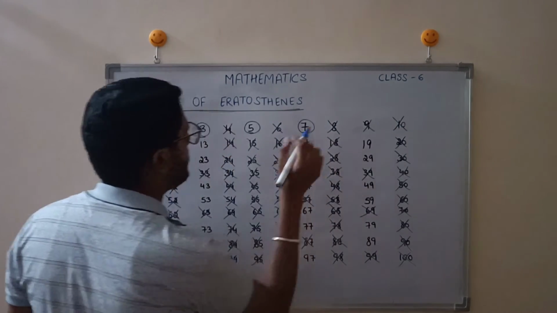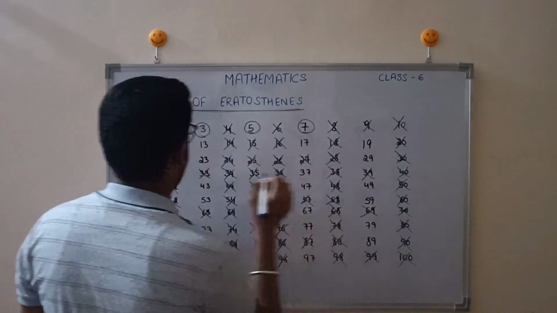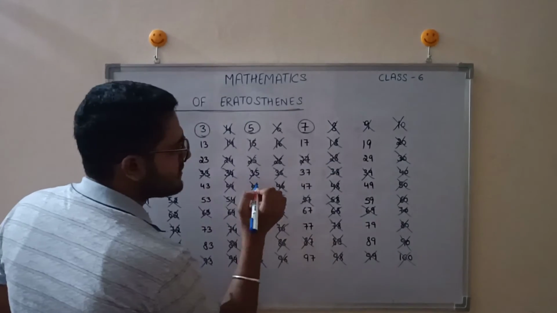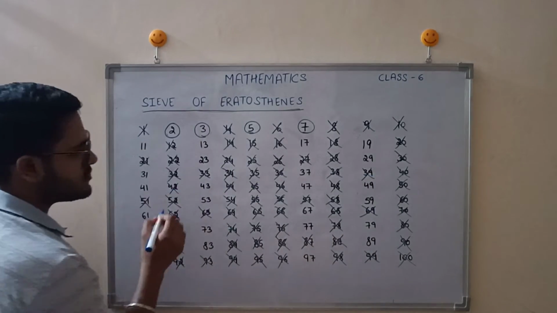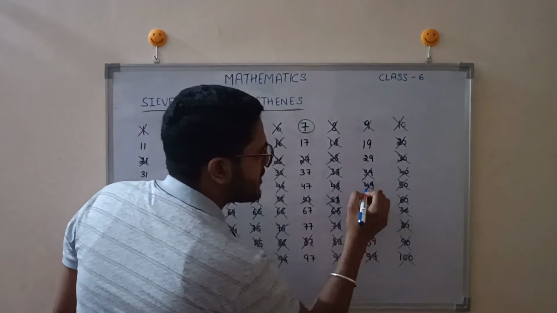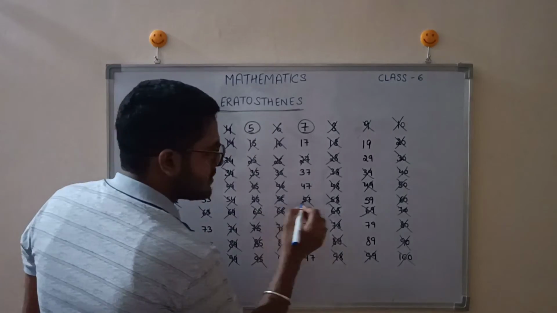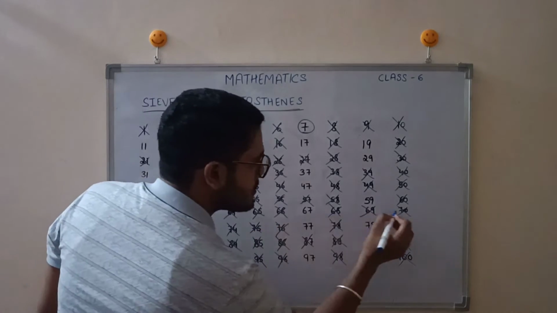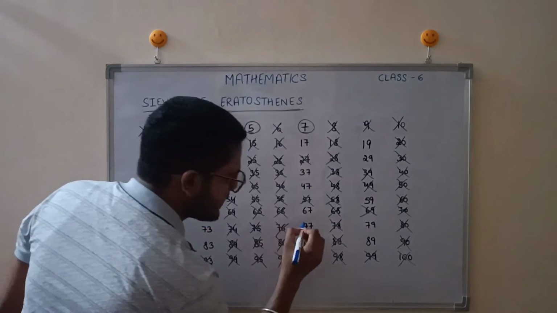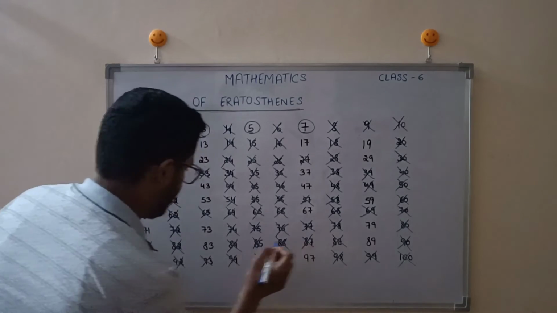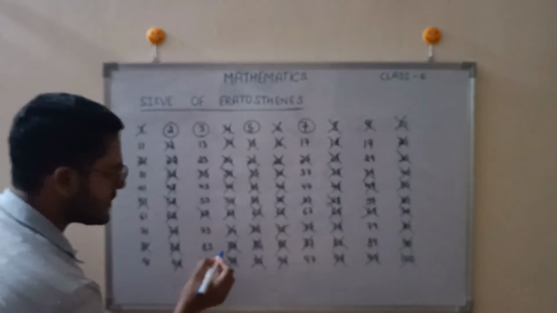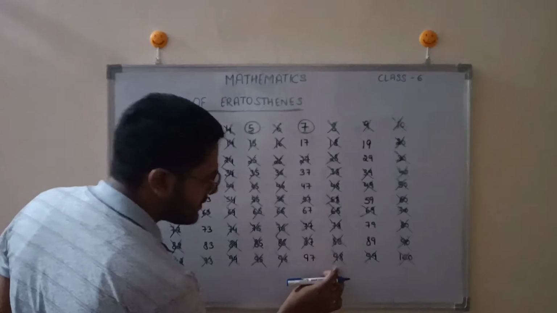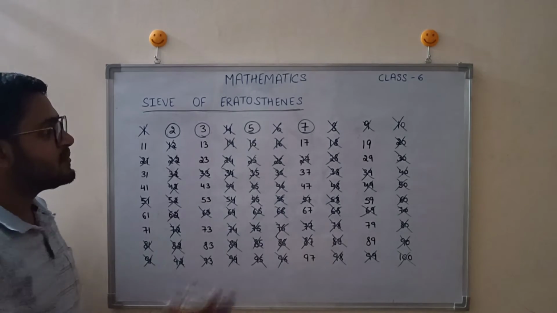So multiples of 7 will be 14, 21, 28, 35, 42, 49, 56, 63, then 70. After 70 we have 77. Then we have 84. Then we have 91, and after 91 we have 98. That's also done, right? We are done with the number 7.